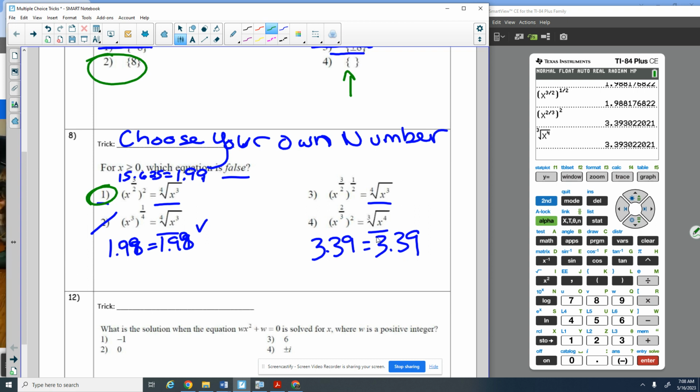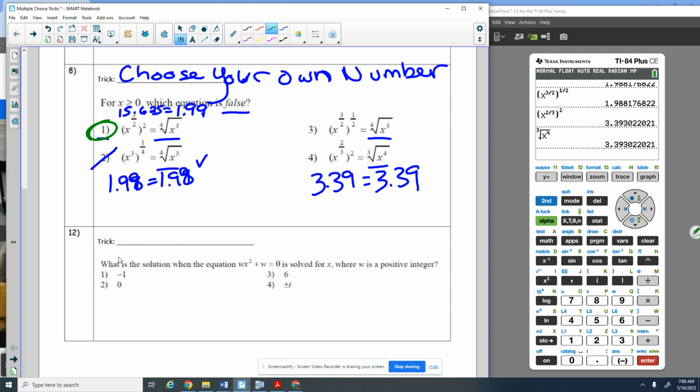And because this is an algebra test, there's lots of variables. And really most problems with variables, unless they're about a specific word problem formula or something, can use one of those two tricks. I chose question 12 because it's actually a combination of those two tricks. So here I have an equation, right? And I have solutions for x. But I also have this variable w. So it says, what is the solution when the equation wx squared plus w equals 0 is solved for x, where w is a positive integer?